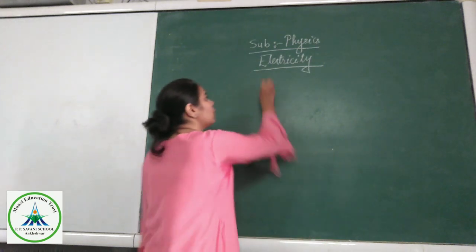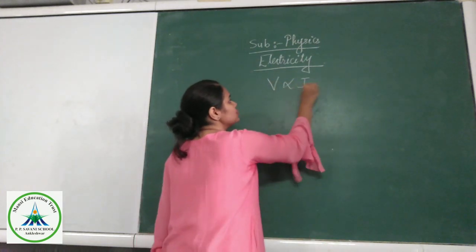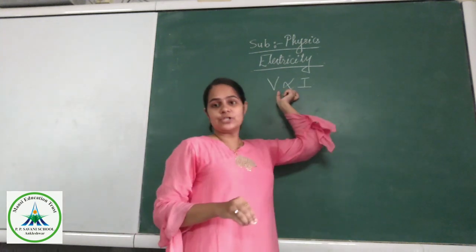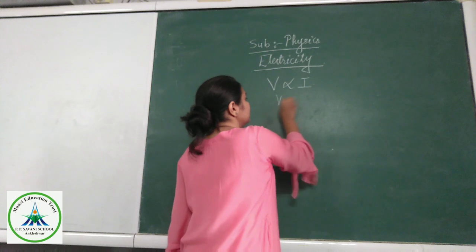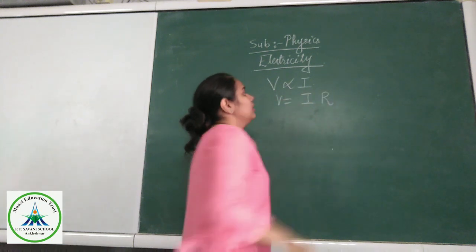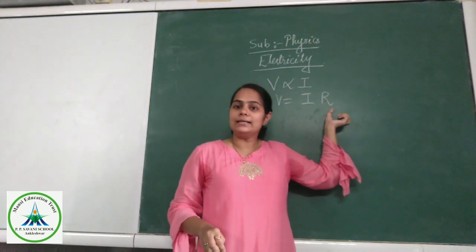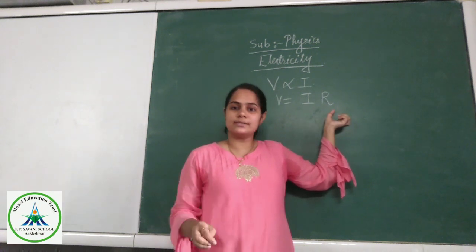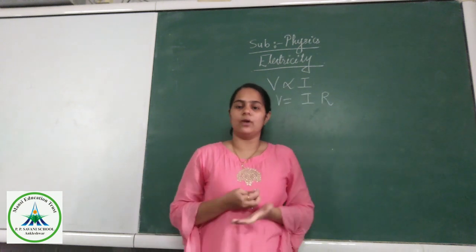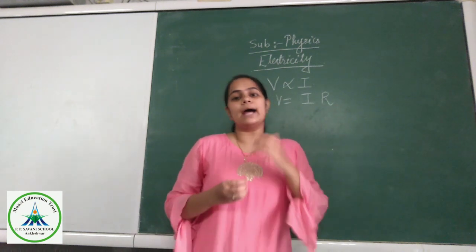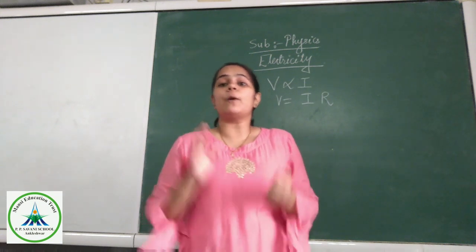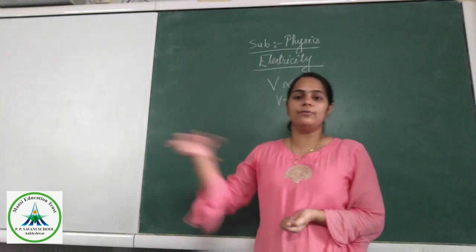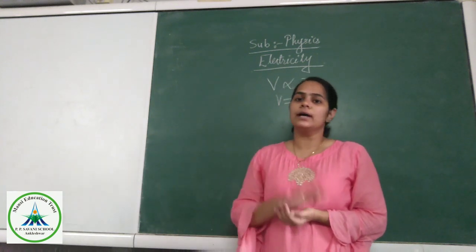That is the potential difference applied across the conductor. So according to Ohm's law, V is directly proportional to I, and when we remove this proportionality constant, V is equal to I R. We had discussed this R, the proportionality constant, which is also known as the resistance of any material. Resistance is the property of any material that obstructs or resists the flow of charges or the flow of current.